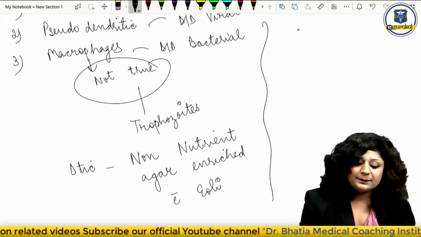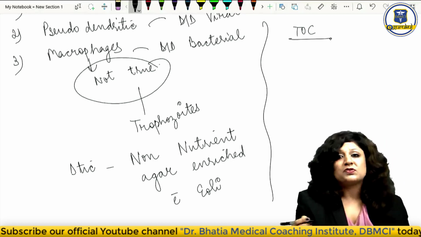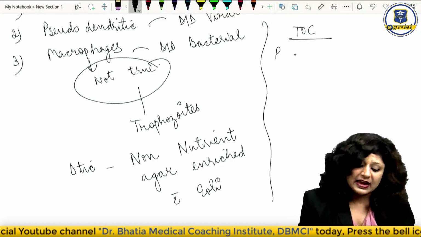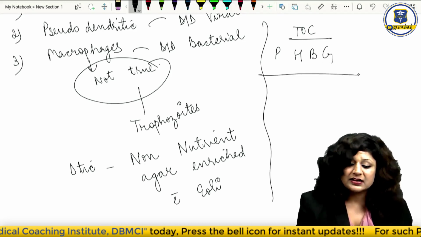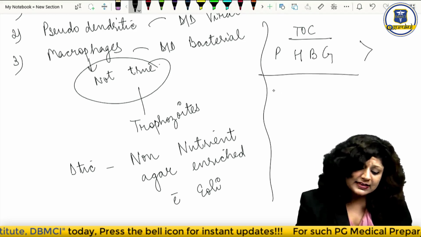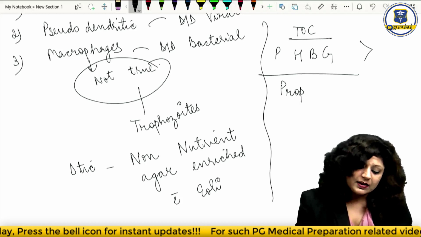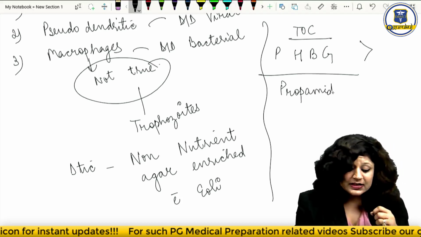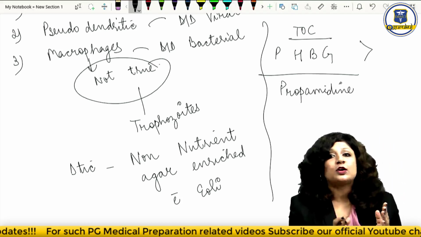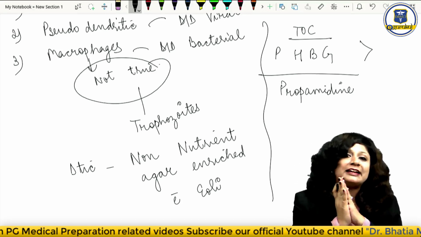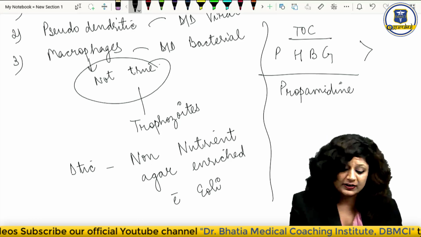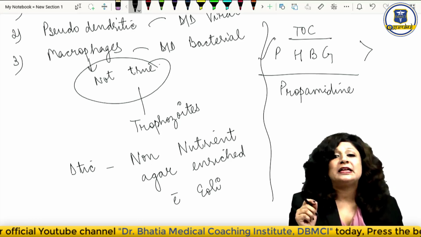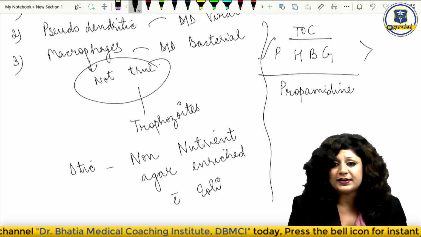Now what is the treatment of choice? The treatment of choice is polyhexamethylene biguanide. That is better, and the second is the propamidine. Sometimes you will also get a combination in the options. If you are getting the combination in the option, go with the combination. If you have to choose one, go with the polyhexamethylene biguanide.